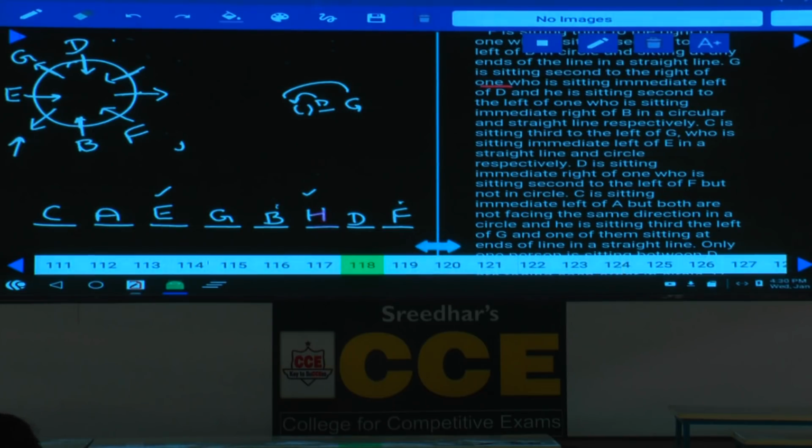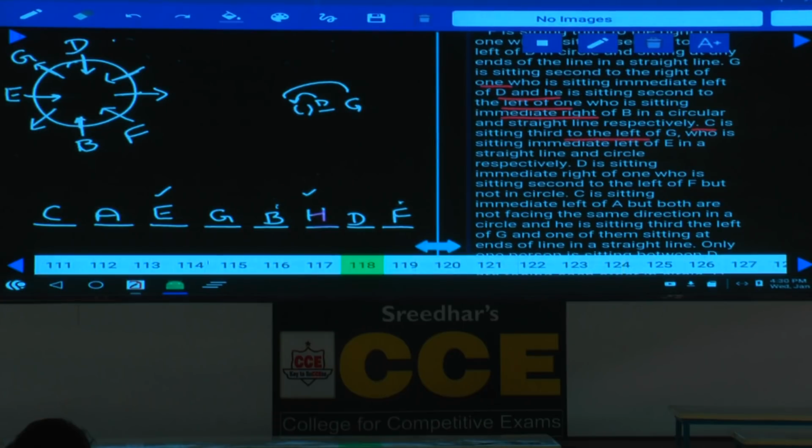Now we need to find out two persons, E and G, isn't it? And A and C. Whatever this A and C, and one more person is also there: H, who is seated immediate left of D, and he is seated second to the left of the one who is seated in a circle. Okay, this information has been done.